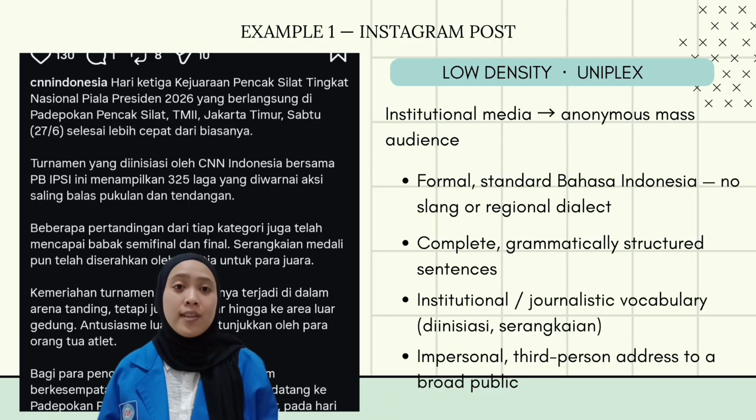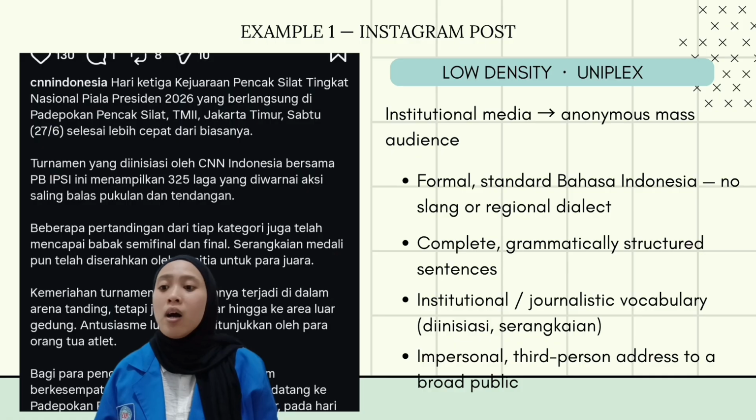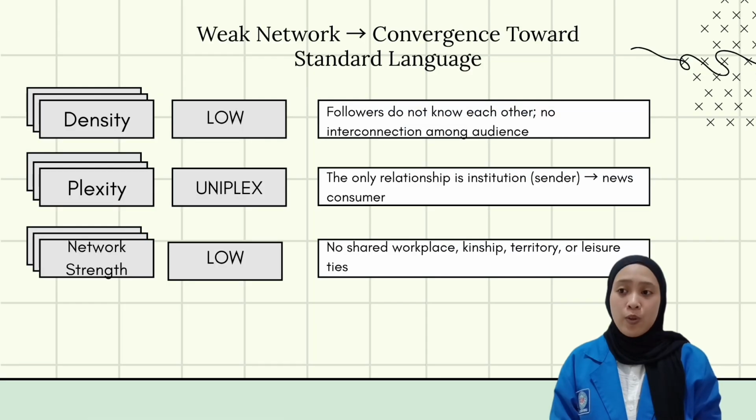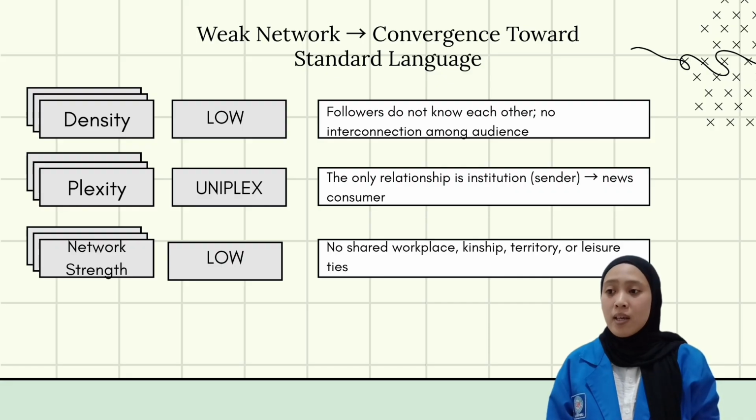This is example 1. Instagram post, low density, uniplex, institutional media, anonymous mass audience. Formal standard Bahasa Indonesia, no slang or regional dialect, complete grammatically structured sentences, institutional or journalistic vocabulary, for example diinisiasi, serangkaian. And the last is impersonal, third person, addressed to a broad public; weak network, convergence toward standard language. Density: low, followers do not know each other, no interconnection among the audience. Plexity: uniplex, the only relationship is sender and news consumer. And network strength: low, no shared workplace, kinship, territory, or leisure ties.